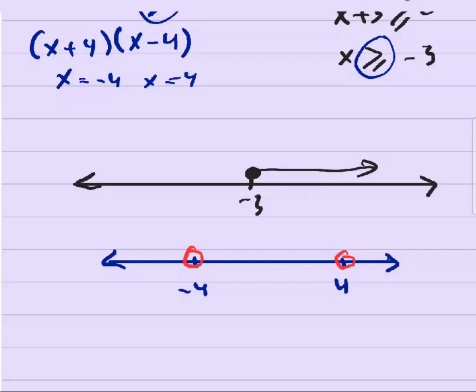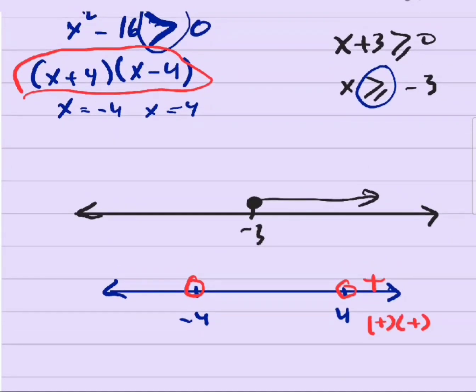Now let's plug in some numbers. So if we plug in a 5 to check the region on the right, 5 plus 4, using this expression, is positive, and 5 minus 4 is positive. So two positive numbers multiplied to each other will give us a positive result. If we plug in 0, 0 plus 4 is positive, 0 minus 4 is negative. So positive times a negative number is a negative number. And if we plug in -5 to check that region, -5 plus 4 is negative. -5 minus 4 is still negative. Two negative numbers will multiply and give you a positive result.